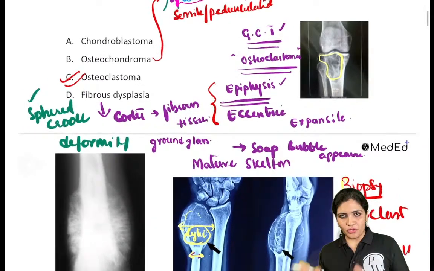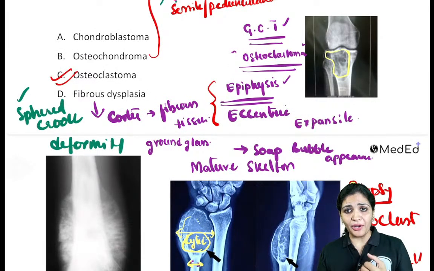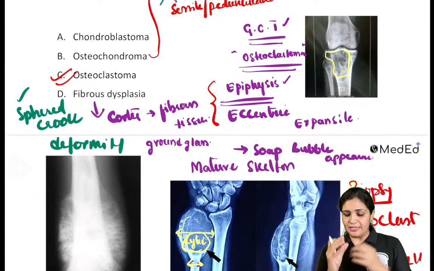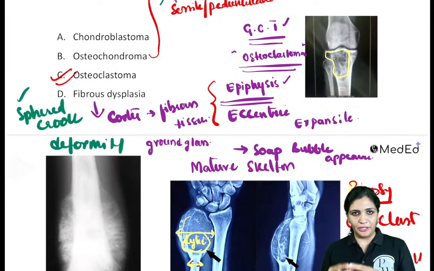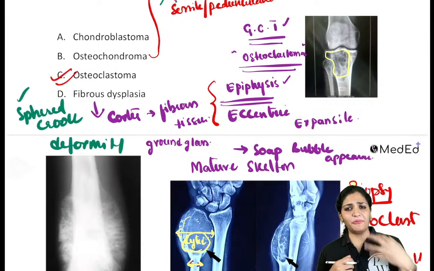This can be monostotic or polyostotic, right? So whenever you see café-au-lait spots with precocious puberty and with your fibrous dysplasia, this is a syndrome. So this is about fibrous dysplasia, monostotic and polyostotic. And then osteoclastoma is nothing but your giant cell tumor. How do you remove it?